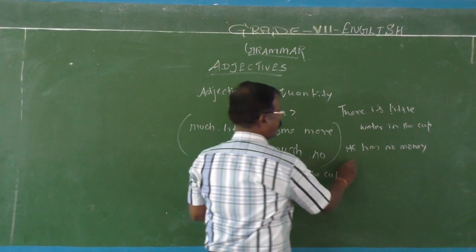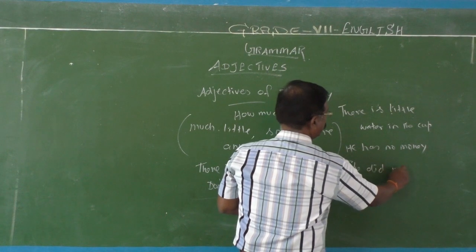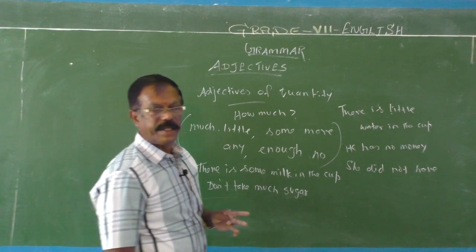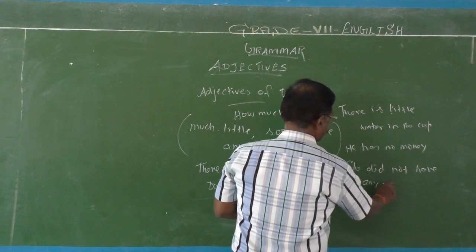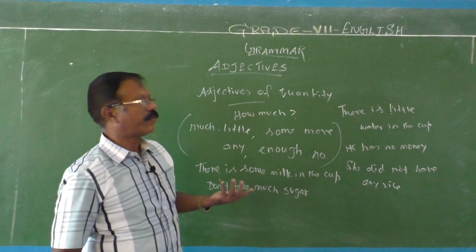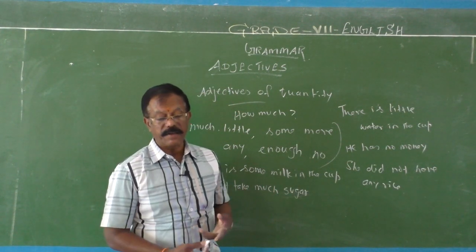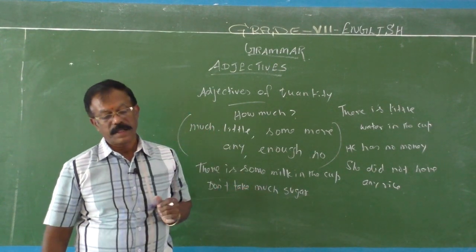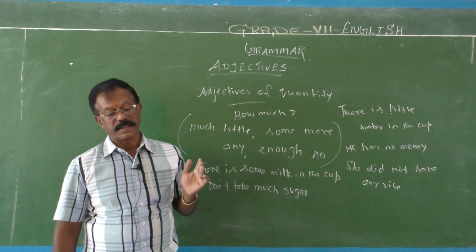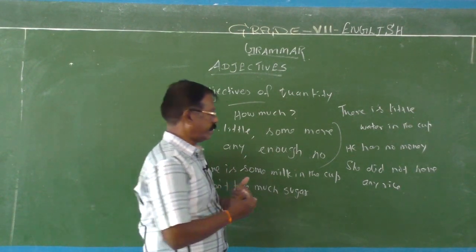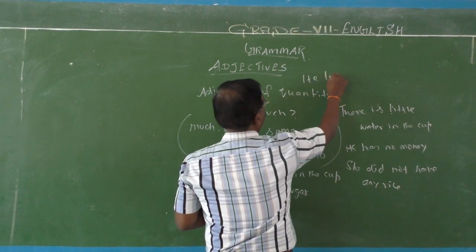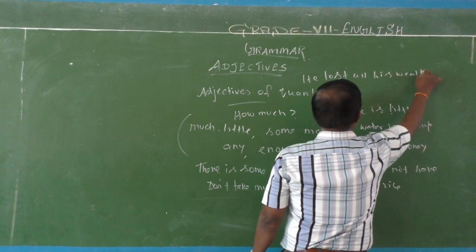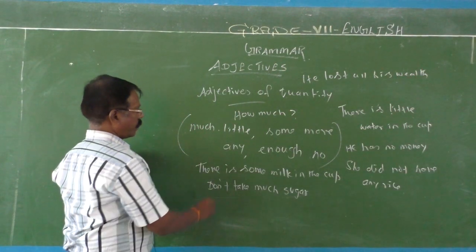Instead of such things, you can say she did not have any rice. It means she did not have any friends. She doesn't have any friends. Okay. So there is much sugar in the tea. Little knowledge is always dangerous. He lost all his wealth. Now go through this example carefully, children.